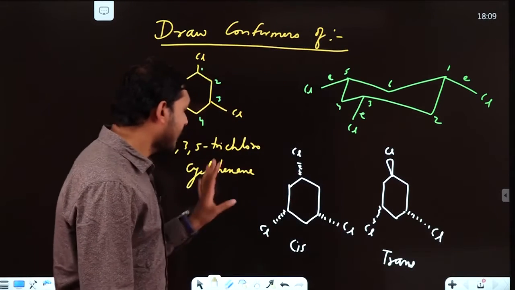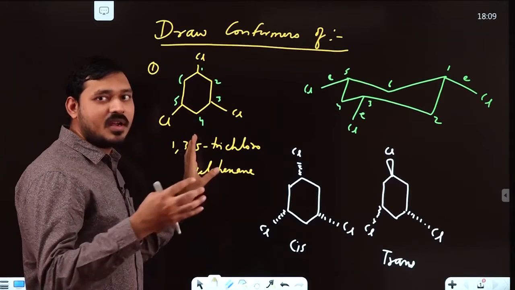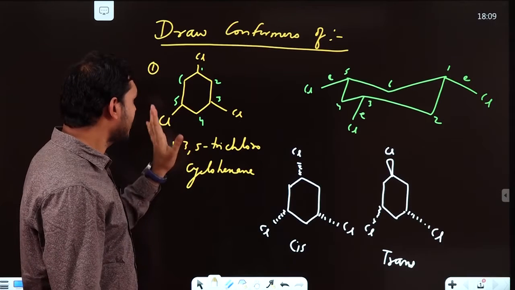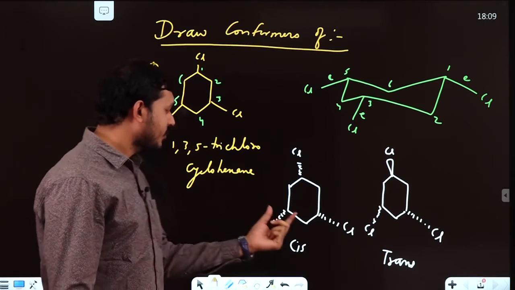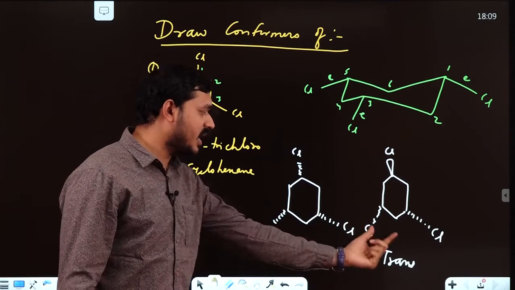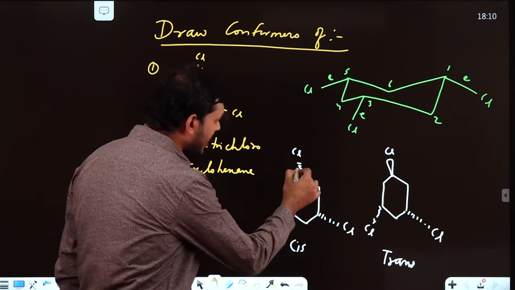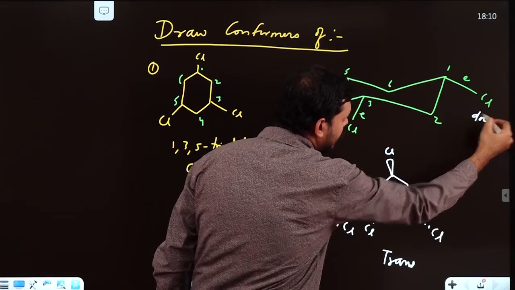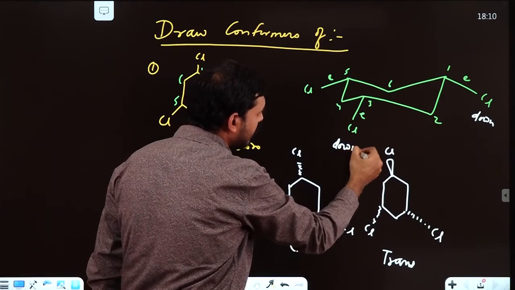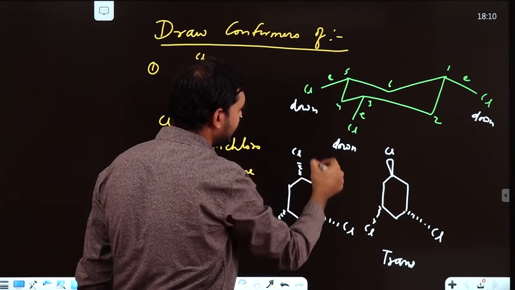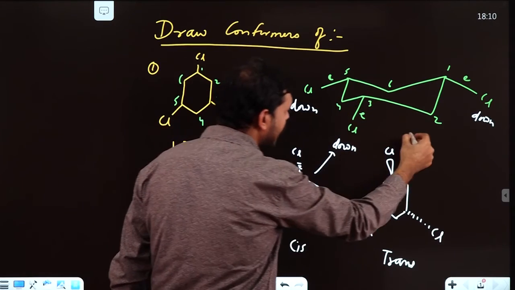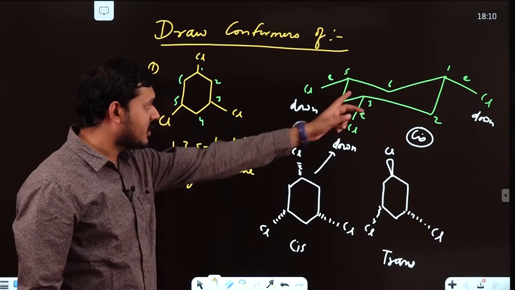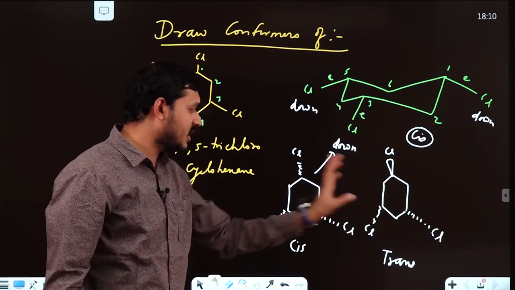So if asked to draw the chair conformers of the geometrical isomers of this structure, the geometrical isomers will be this one cis form and this one trans form. So let's see, if all three chlorine atoms are on the same side, here you can check it is down, it is also down, and this one also down. So this is your cis form. Okay, now for cis this is perfect. Now let's draw for this trans form.